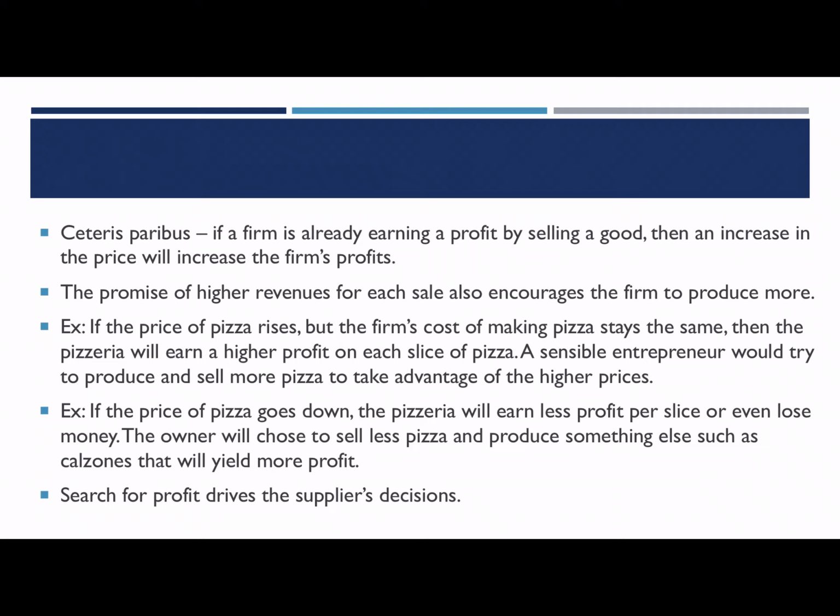So in our example, if the price of pizza rises but the firm's cost of making pizza stays the same, then the pizzeria would earn a higher profit on each sale of a slice. So a sensible entrepreneur would try to produce and sell more pizza to take advantage of the higher prices. Likewise, if the price of pizza goes down, the pizzeria will earn less profit per slice or even lose money. The owner will choose to sell less pizza and produce something else, such as calzones, that will yield more profit. The search for profit drives suppliers' decisions.